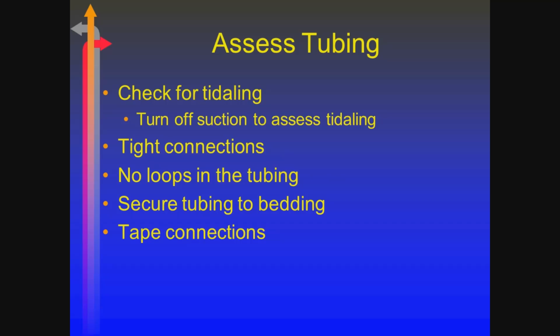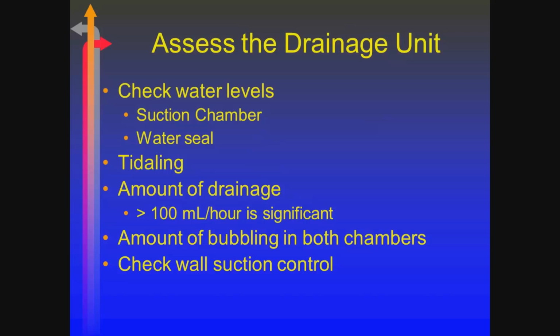The tubing component of it, with the suction turned off, we can assess whether or not there's the presence of tidaling or not. If there is some leak still there, make sure that the connections of the tubing are tight, and if necessary, secure them with tape. The drainage unit itself, you should make sure that the suction chamber has the appropriate amount of water in it to limit the amount of suction, as well as that the water seal is present.